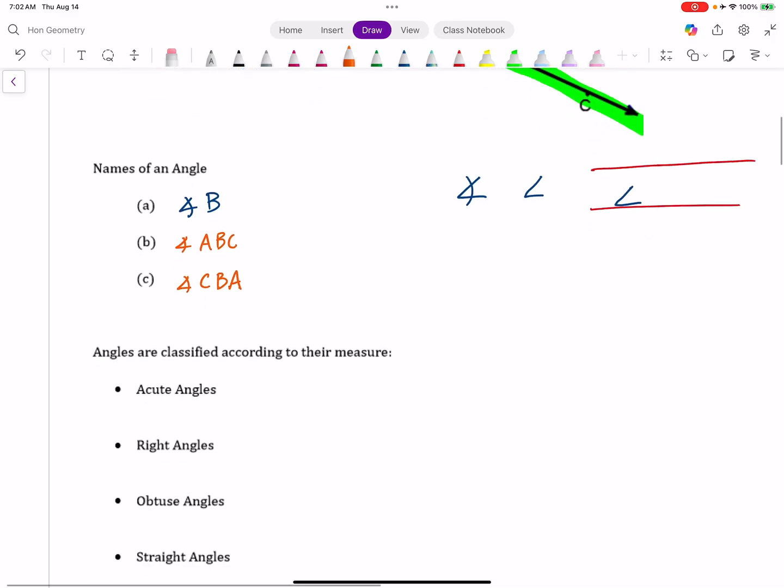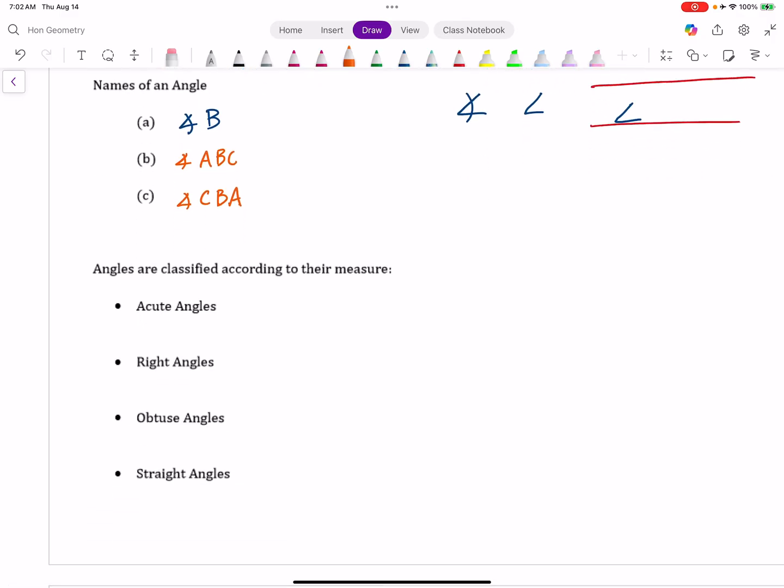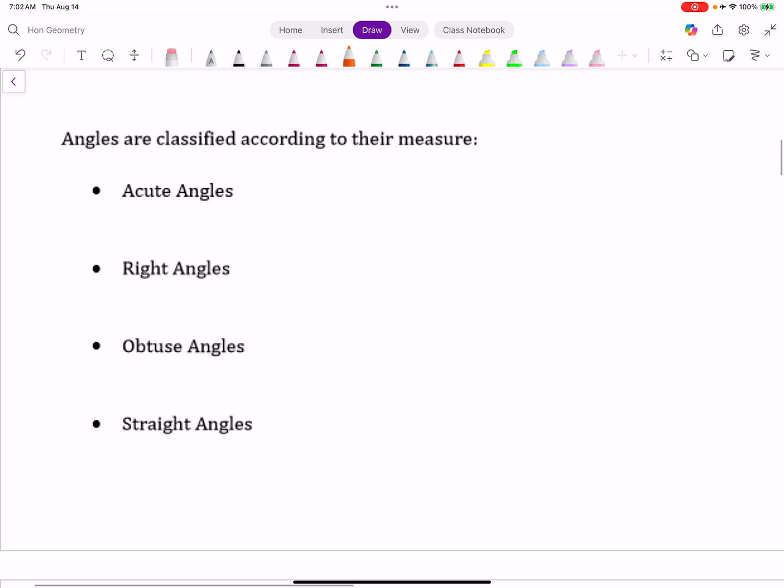All right, so we can classify angles according to their measure. So these are descriptions of angles. Acute angles are angles that measure between 0 degrees and 90 degrees. So I know when you're younger, they just teach you it's an angle less than 90 degrees, but negative numbers are less than 90 degrees, and not all negative degreed angles are acute angles.